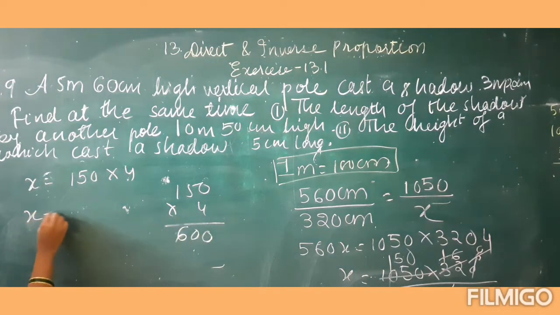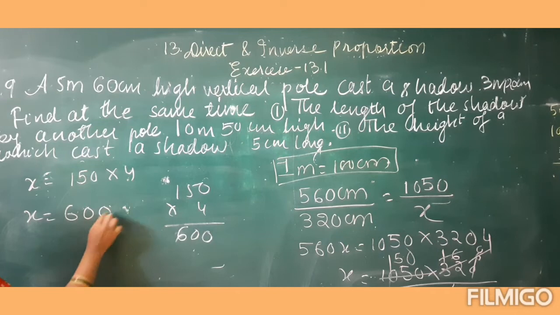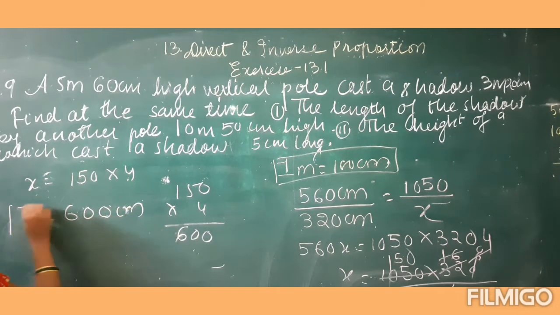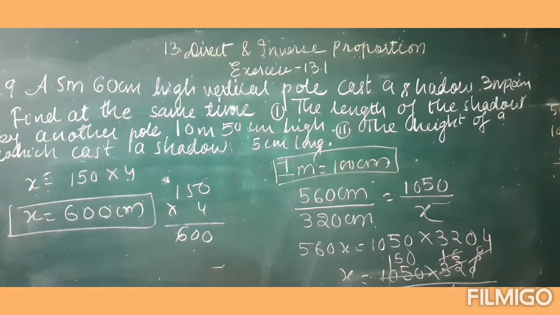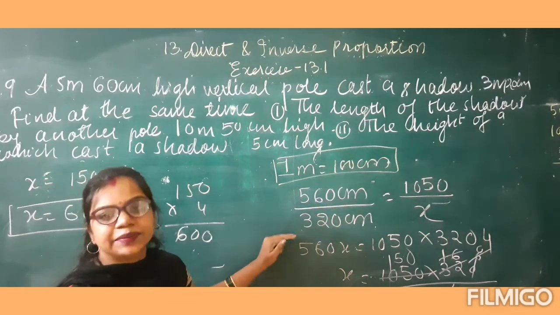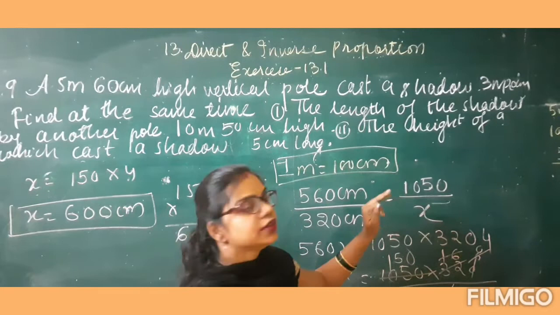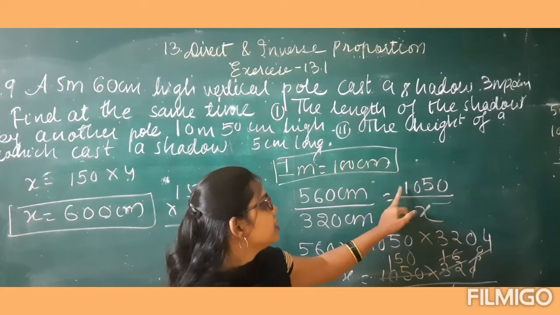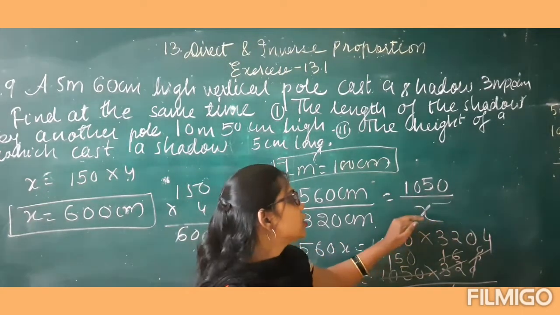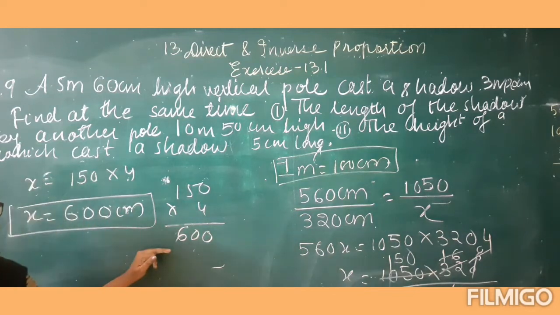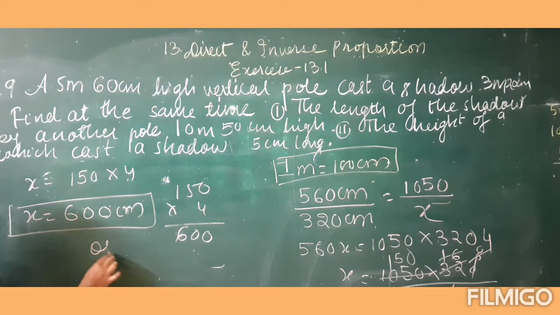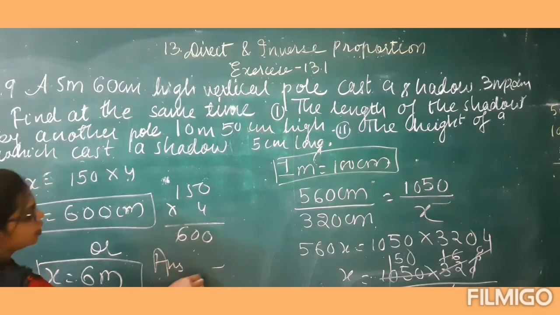So x is equal to how much? 600 centimeter. So you know when the pole is 560 centimeter, the shadow is 320 centimeter, and you have to find out the shadow of the pole when it is 1050. The shadow of the pole is how much? 600 centimeter, or you can write down as x is equal to 6 meter. Both the answers are correct. This is the answer.